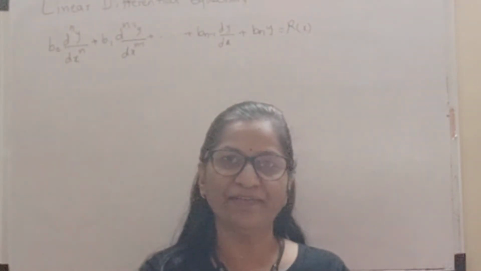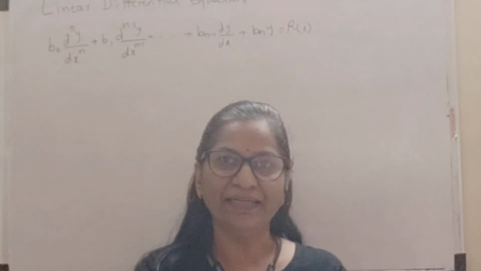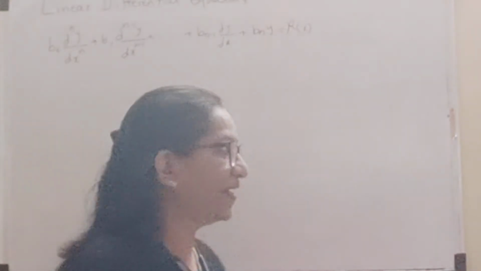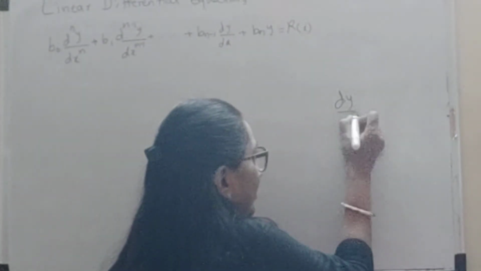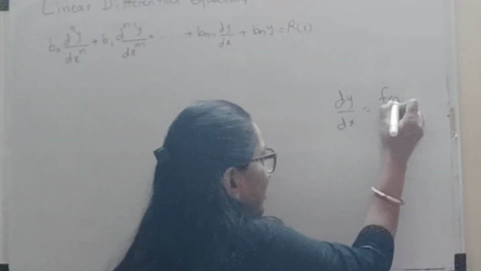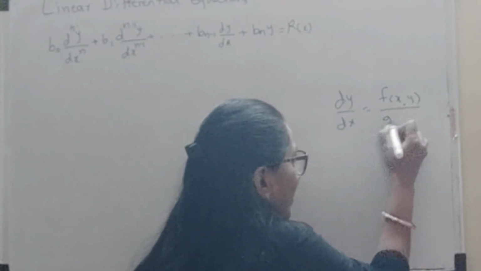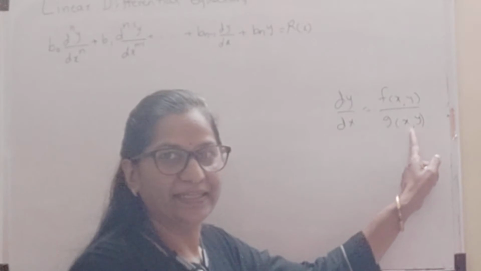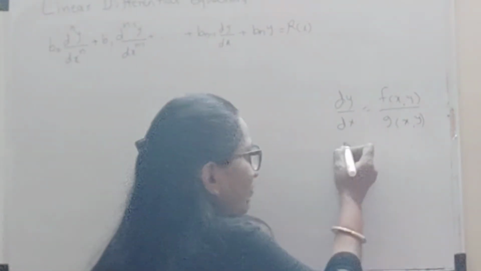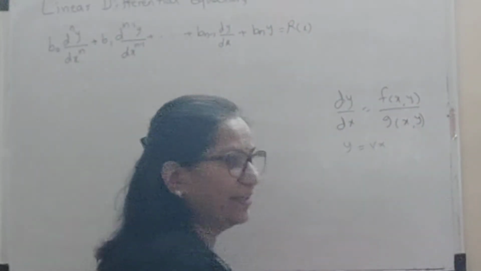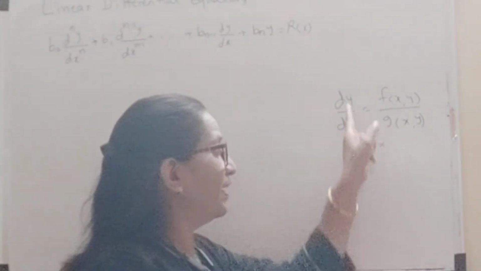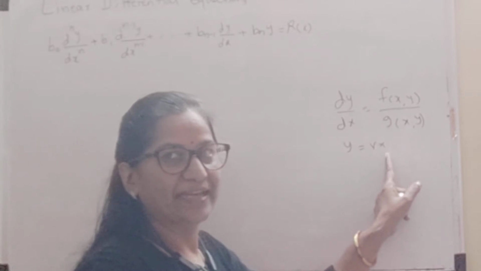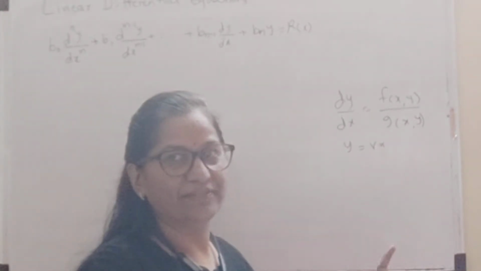If it is a homogeneous differential equation, then it must be of the form dy by dx is equal to f of x, y by g of x, y, where f and g are homogeneous functions of the same degree. In that case, we put y is equal to vx, differentiate on both sides, replace dy by dx by v plus x into dv by dx, and solve this differential equation.